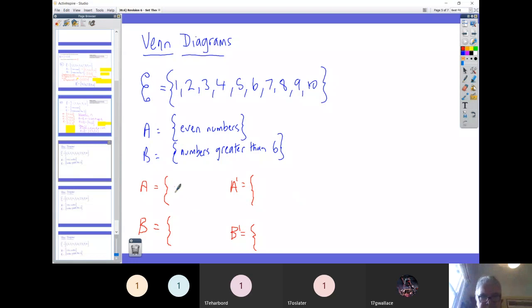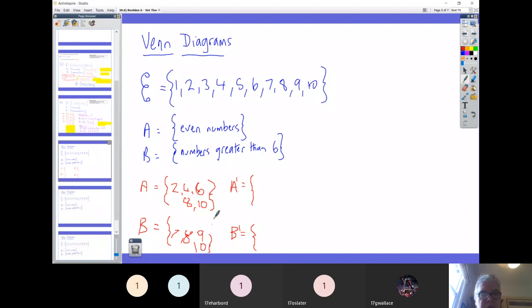Right, okay, so what were the even numbers here? The even numbers are obviously 2, 4, 6, 8 and 10. Sorry, you have to excuse my writing because I'm doing it with the mouse. And the members of B are the numbers greater than 6, so that's obviously 7, 8, 9 and 10.